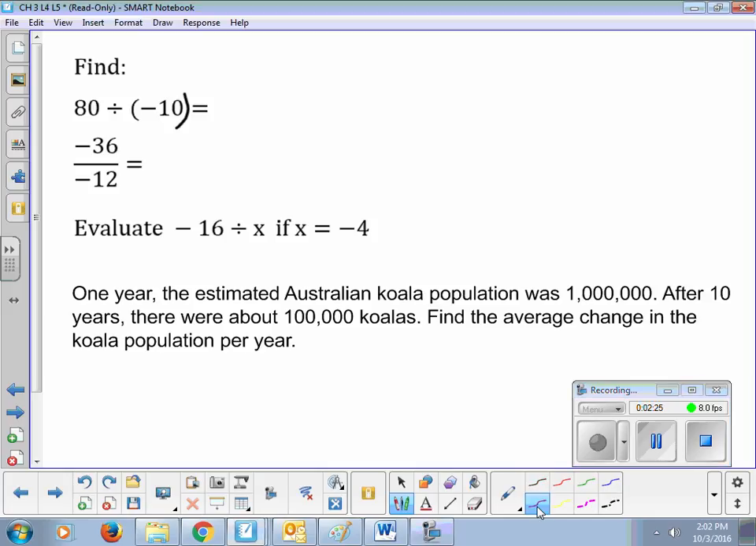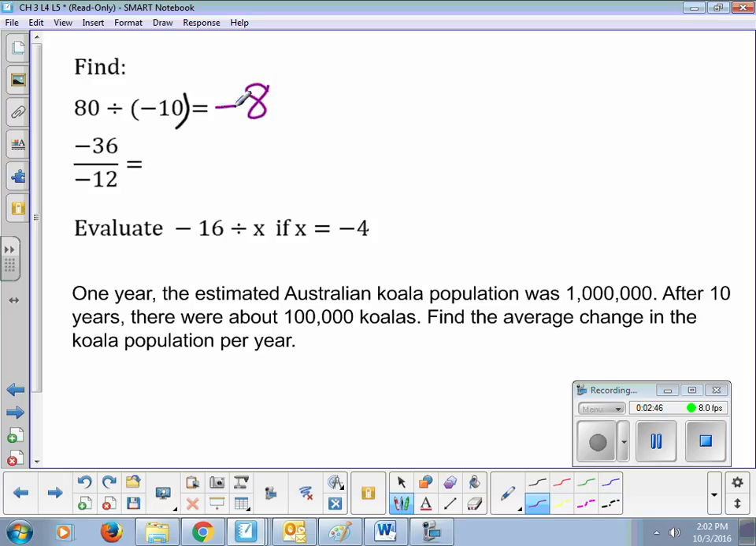Okay, so for our first example, we have 80 divided by -10. What is 80 divided by 10? 8. And do we have same signs or different signs? Different, so our answer is negative.